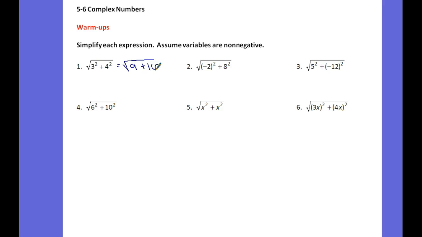And again, order of operations says that you have to add the numbers together before you square root. So you can't square root 9 and 16 separately. You have to square root the sum of 9 and 16. So it's the square root of 25, which is 5.